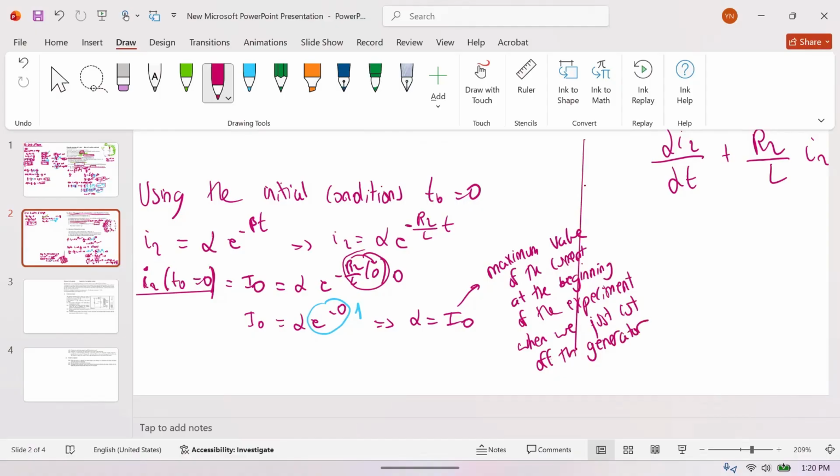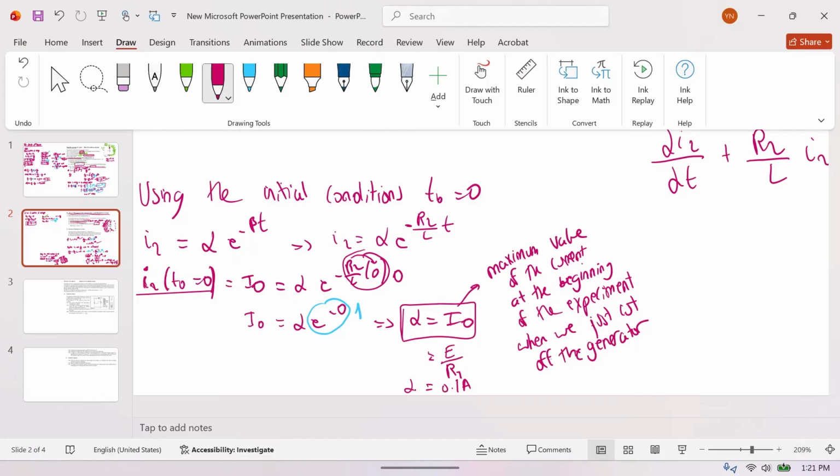And at the end, of course, it will be 0. But I'm taking T0 equals 0. I mean, at just the beginning, when I cut off the generator and the current was max. So I got alpha, I got I0, and I already know that I0 from the previous part, it's E over R1, which is 0.1 ampere.